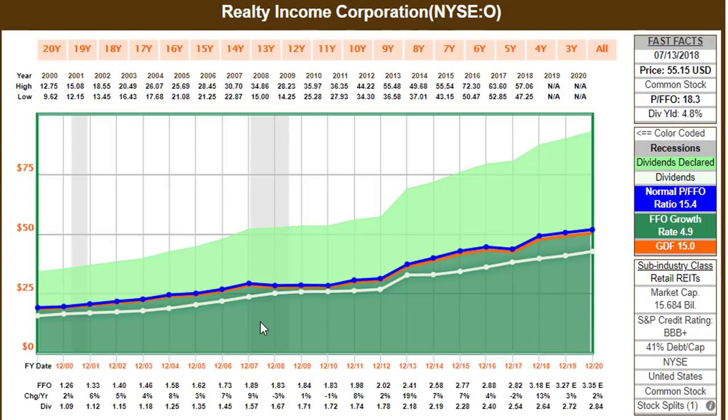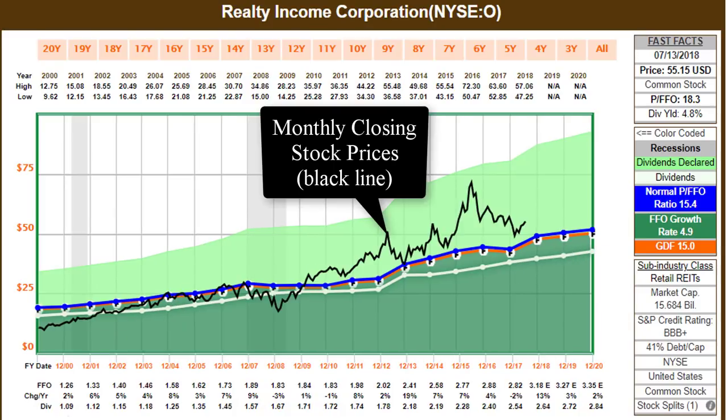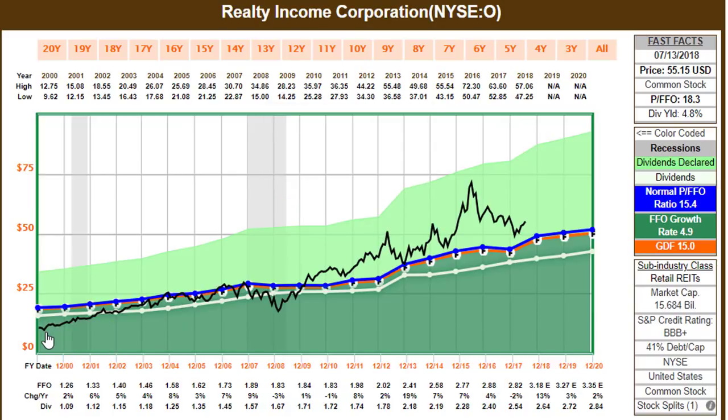Now, next I'm going to add monthly closing stock prices to this graph because this is all about valuing the REIT based on FFO. You can see back in 2000, the company traded at about a multiple of 8 to FFO. Then it moved up to 12 by 2002. And then it consistently traded in a range hovering near this 15 multiple, which is the orange line. I'll take the normal price to FFO in a minute so you can see the orange line more clearly, but I want you to notice that the normal price to FFO over this long time frame is 15.4.